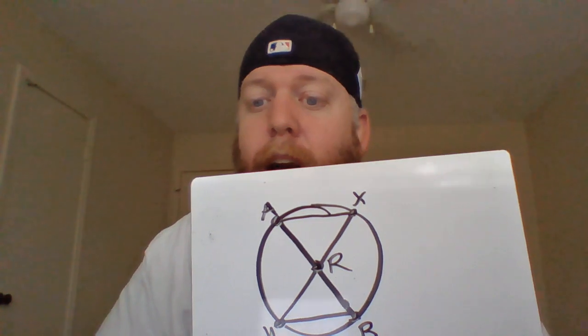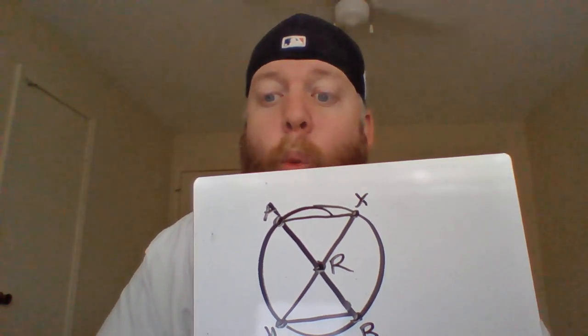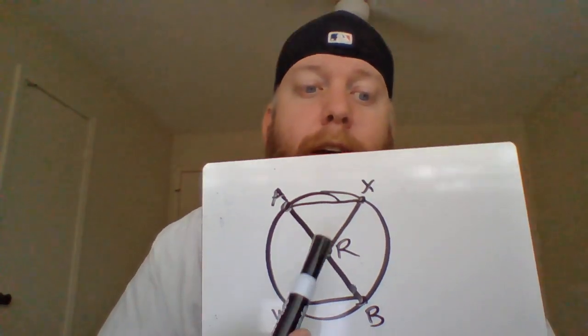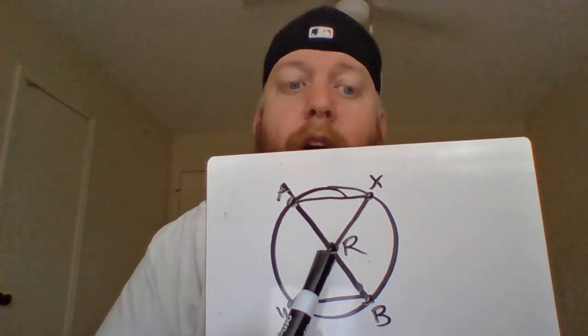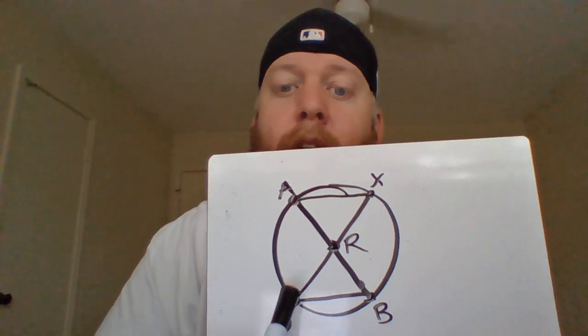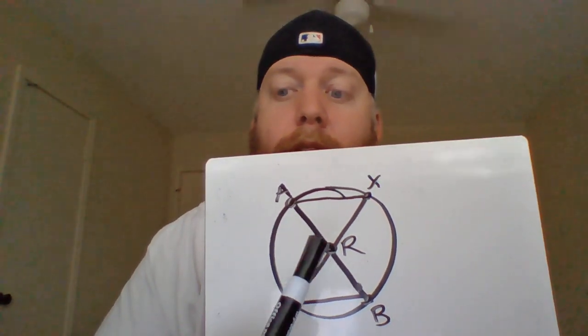Number 6 says find AR and AB if RY is 10 inches. This is another radius right here. So if the radius is 10 inches, what is AR? Another radius. And what is AB?